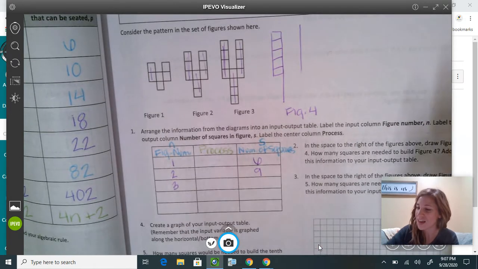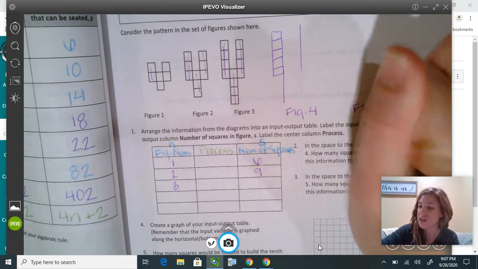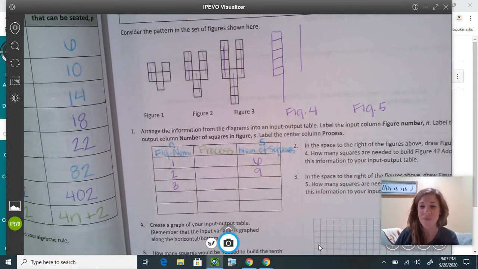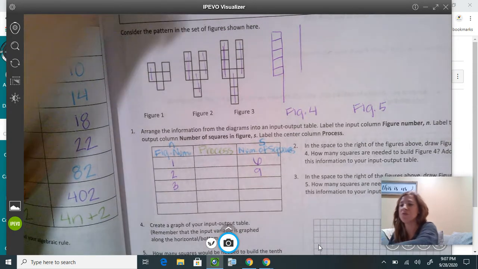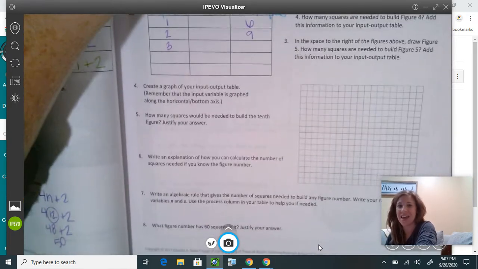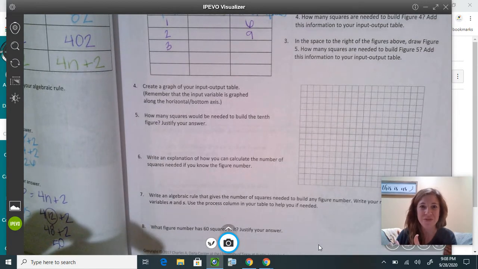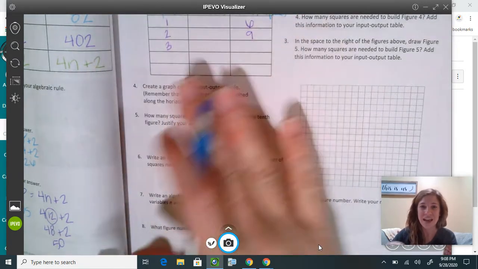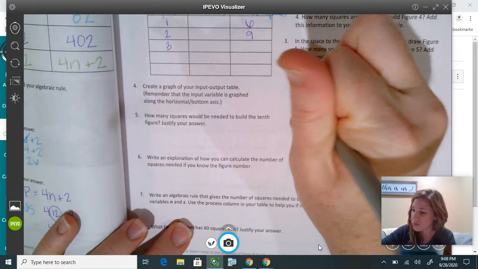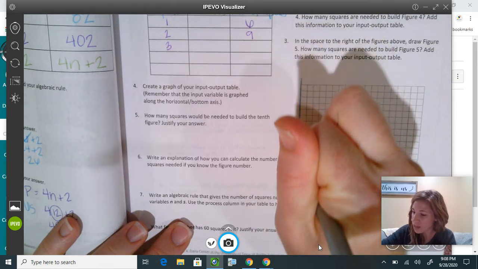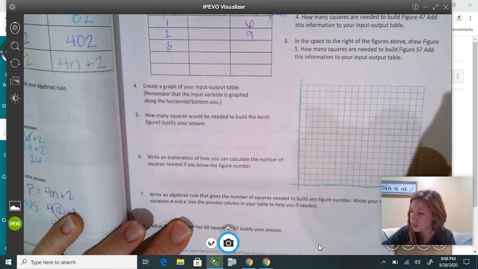Number 3 then says go ahead and draw figure 5. So you are going to complete that pattern or follow that pattern yet again. As you move down to number 4, number 4 says to create a graph. We realize, as with the problems we did on Monday, we have no negatives, which means our graph can be created entirely in the first quadrant.